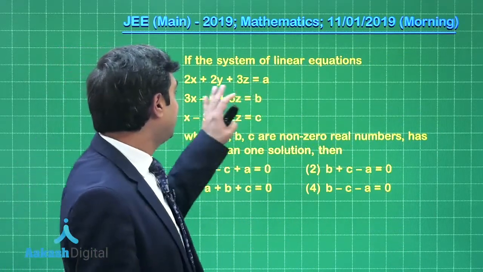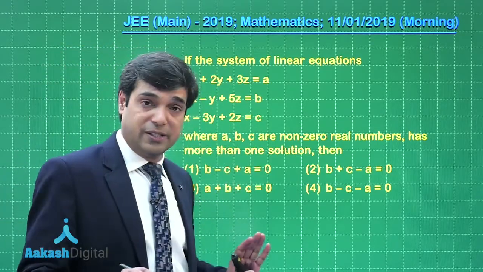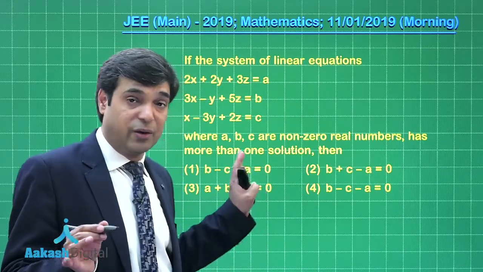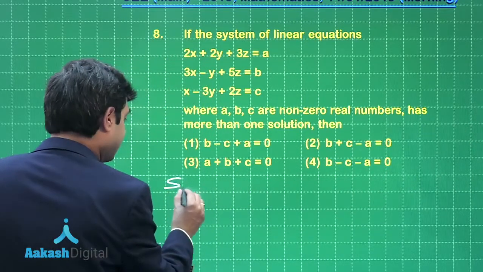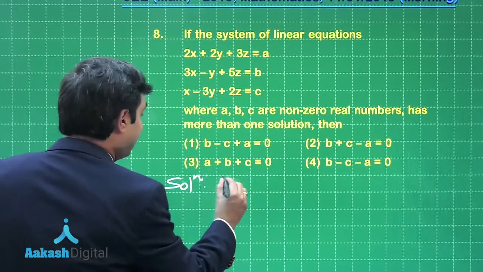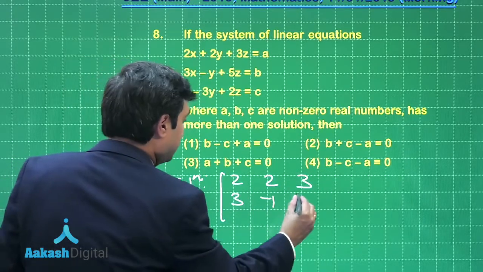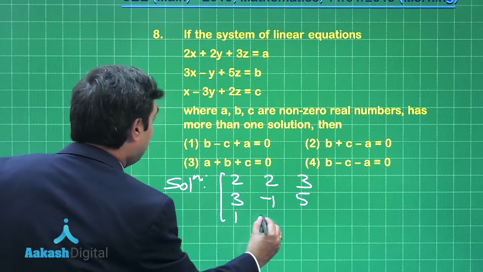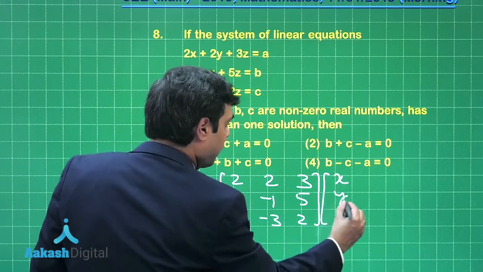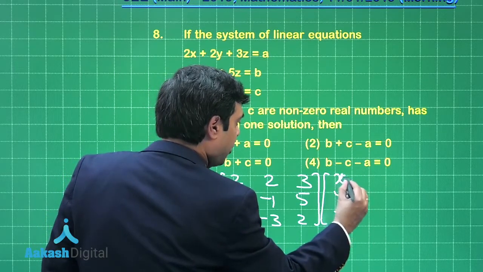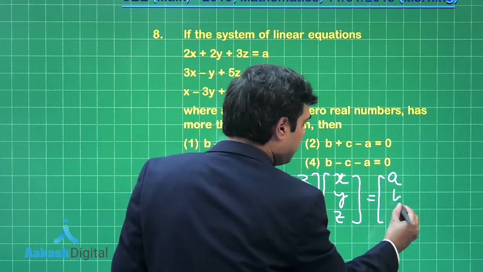If the system of linear equations, 3 equations are given, has more than one solution, meaning infinitely many solutions in general, let us plan this one using matrix equation. We can write it as 2, 2, 3, 3 minus 1, 5, 1 minus 3, 2, then we have x, y, z column matrix, then we have A, B, C.